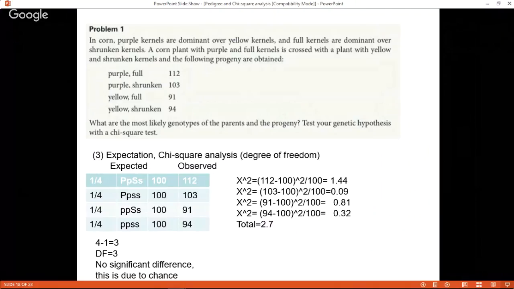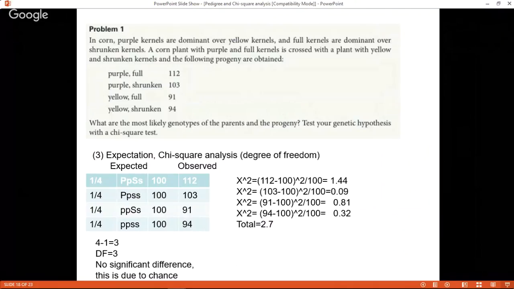So then we'll do the chi-square analysis. For the first one, we'll do the observed minus 100, squared, divided by 100, which is the expected, and we get 1.44. And we'll do it for each one, and our total is going to equal 2.7. We go back here to do our degrees of freedom, and we do 4 minus 1 equals 3. And we do 4 because all phenotypes were recognized. Our 4 represents n, minus 1 equals 3.